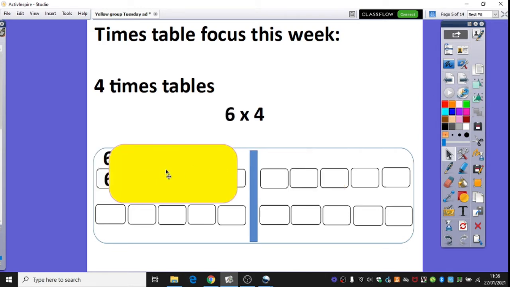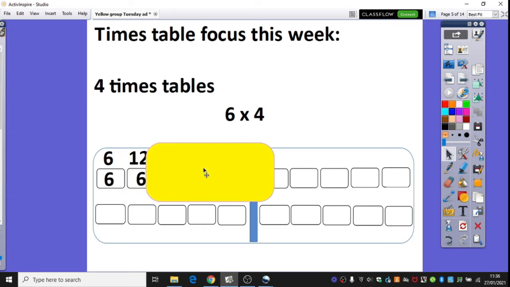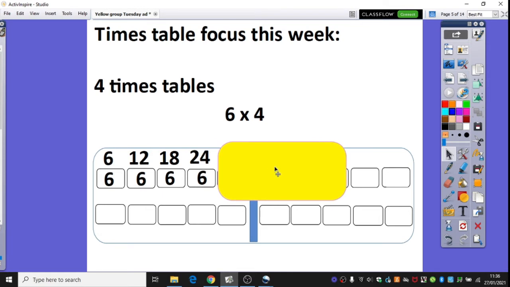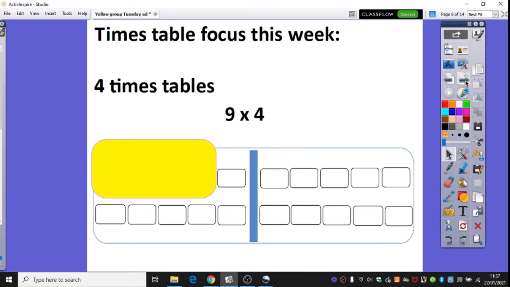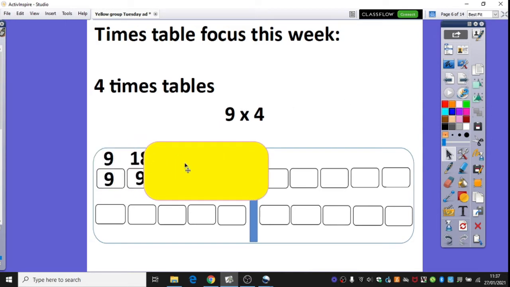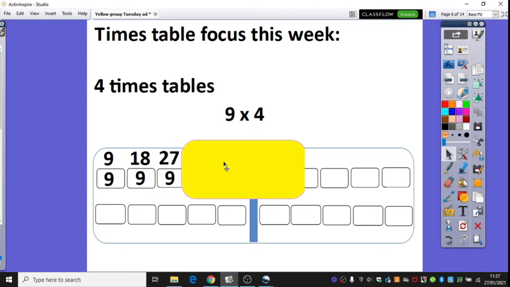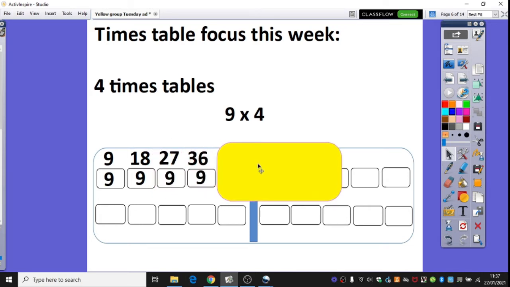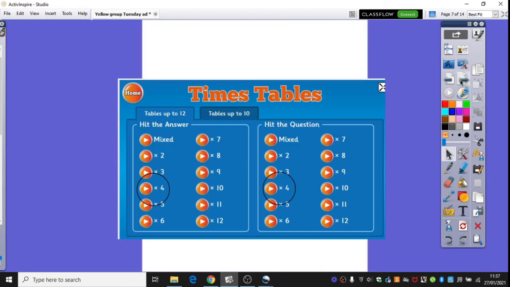Having a look at another one then, 1 lot of 6 we know is 6, so double 6 will be 12, and double 12 is 24. So 6 multiplied by 4 is 24. And 9 multiplied by 4, we've got our 9, so double 9 is 18. Double 18 is 36.